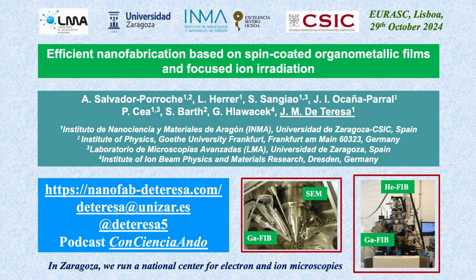So we used two different pieces of equipment to do this focused ion beam irradiation. One of them is this dual beam system, in which we combine a scanning electron microscope and a gallium focused ion beam. And the second type of microscope is this helium ion microscope, in which we can combine helium or neon ion sources with gallium focused ion beam sources.